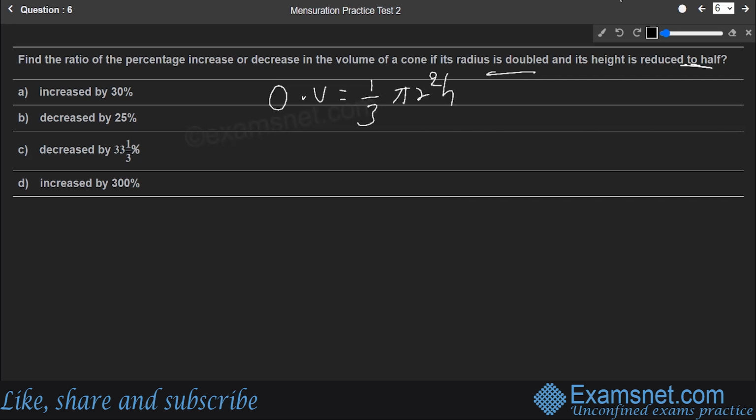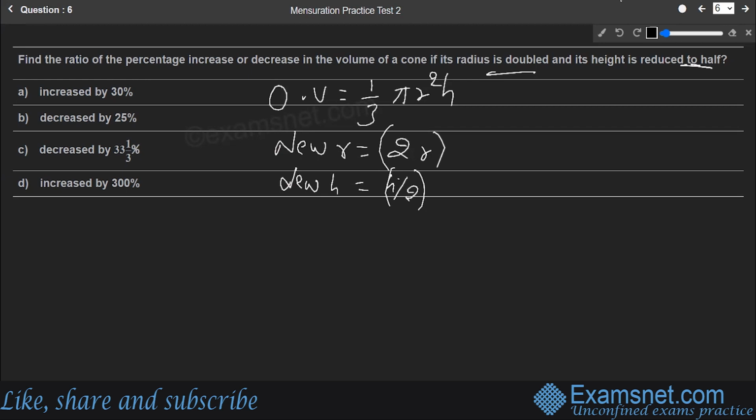Now let's see what changes he has done. He has doubled the radius, so the new radius will be twice the original one, that is 2r, and he has reduced the height to half. So the new height will be the old height divided by 2, that is h by 2. So these are the new dimensions that we have.